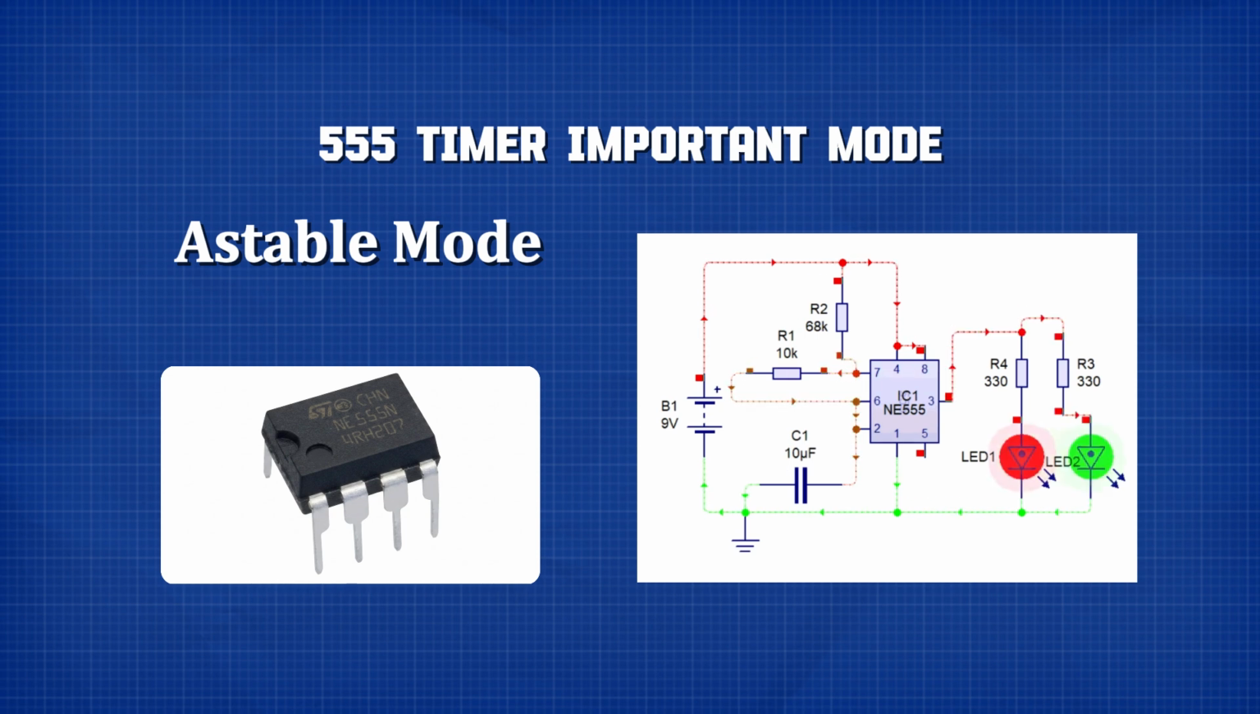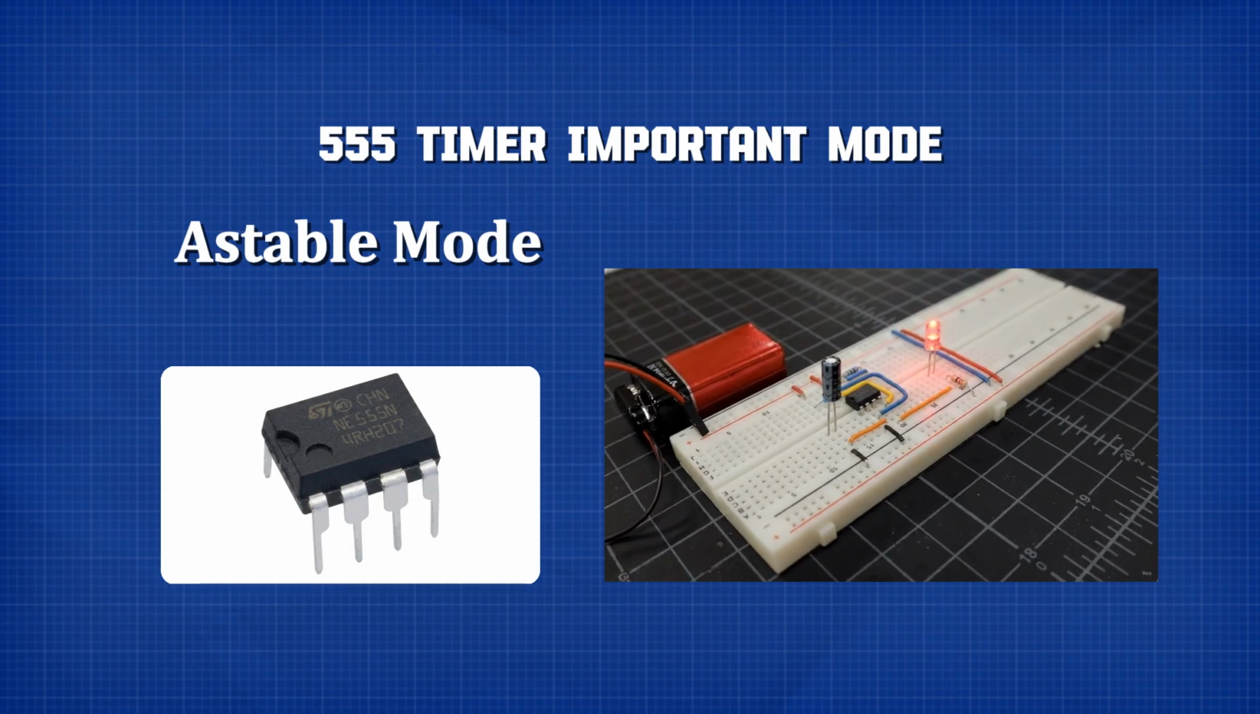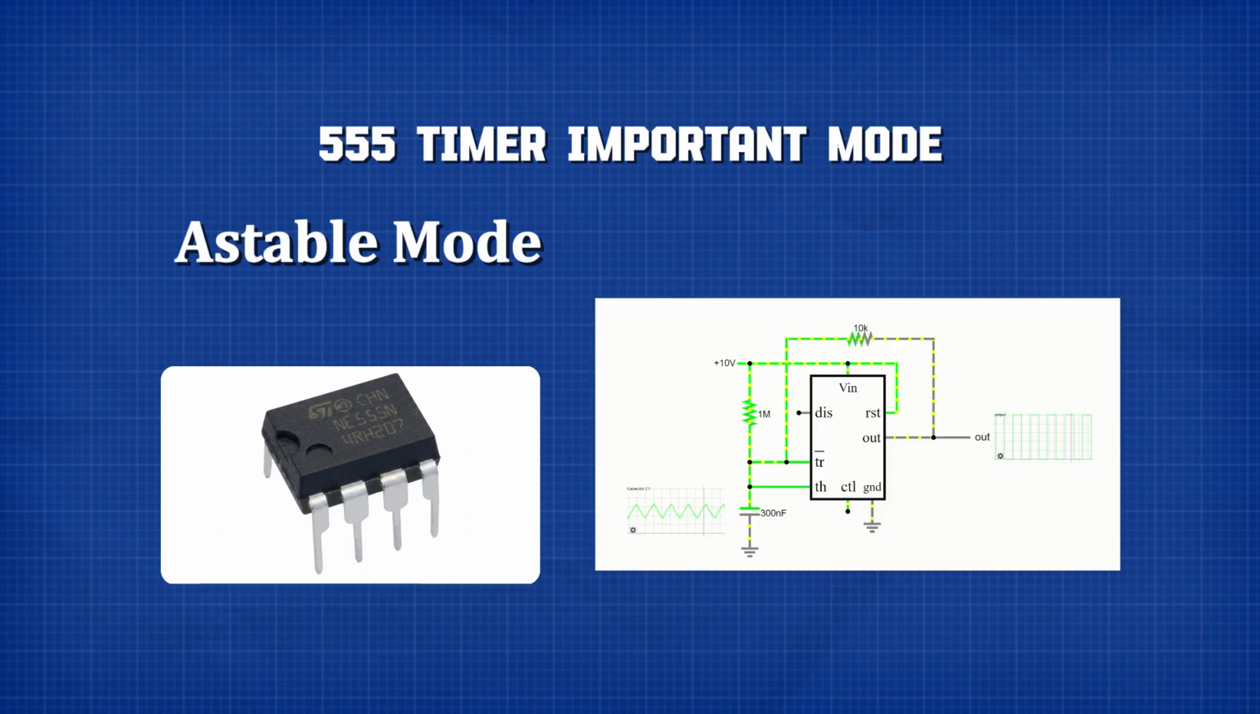For example, if you connect an LED to the output pin, the LED will blink. If the timing is slow, the LED blinks slowly. If the timing is fast, the LED blinks fast. This same Astable mode can also be used to create a square wave signal, and this is very useful in many electronics projects. For example, in a simple inverter circuit, the 555 timer can be used to generate the switching signal. That signal can then be sent to MOSFETs, and the MOSFETs can switch a transformer. So when you hear 555 timer inverter, most of the time, the 555 timer is being used in Astable mode to create switching pulses.